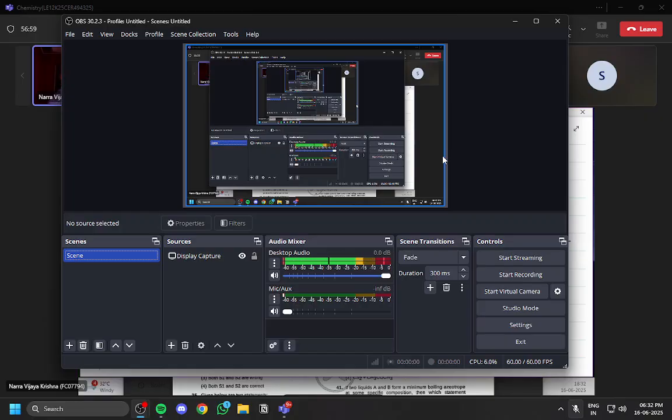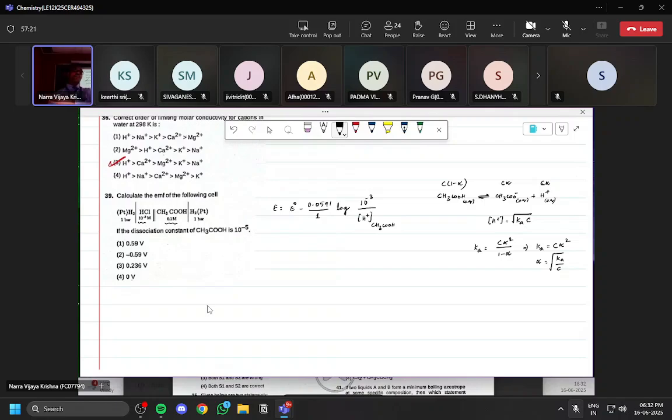What is concentration of H plus? C alpha only, na? So what is H plus? C alpha. C we already know, into alpha. Instead of alpha, if I write root of Ka upon C, C goes to the numerator, goes under the root, C square. C gets cancelled. So root of Ka into C.